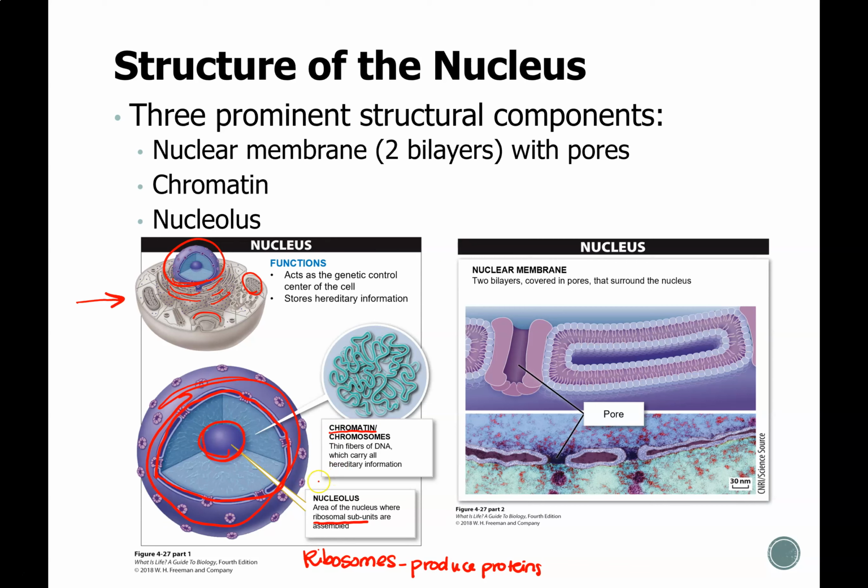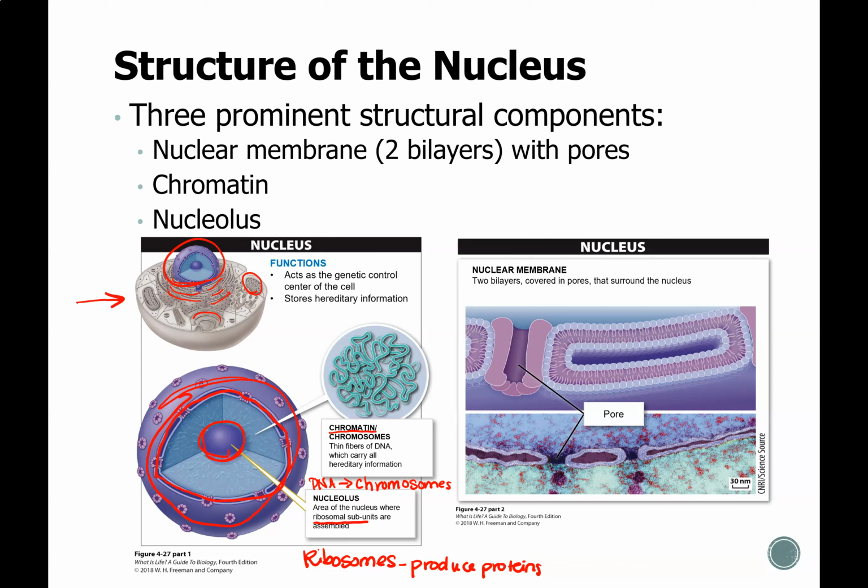So the structure, our DNA molecules, are found in chromosomes. So a long piece of DNA is called a chromosome. These are thin fibers of DNA that carry all of our hereditary information. Now, we'll spend several chapters talking about DNA, how it works, what it is, what it does, etc. So we'll come back to that.